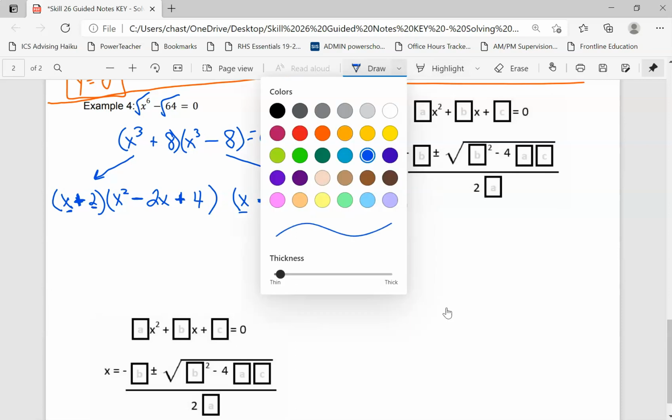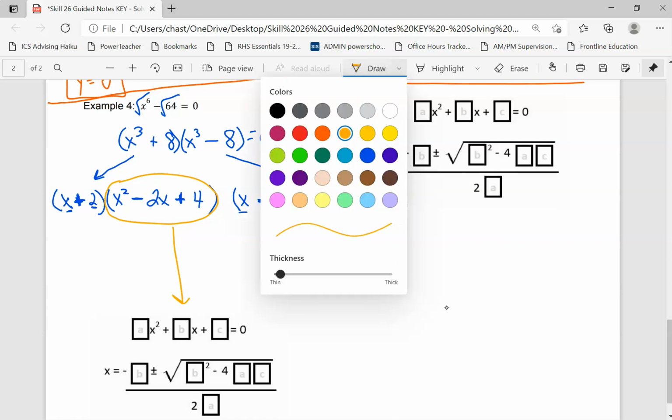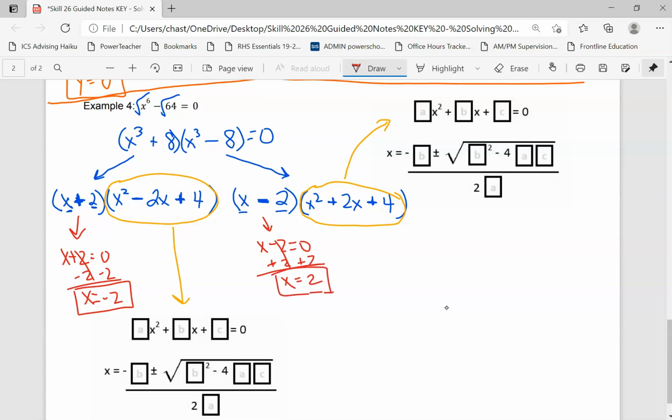So here's what I'm going to do. This is a quadratic that must be solved. And this one is a quadratic that also must be solved. Okay? From our original answers, x plus 2 equals 0 when x is negative 2. That's one answer. And x minus 2 equals 0 when x is 2. So we've got two of our answers.